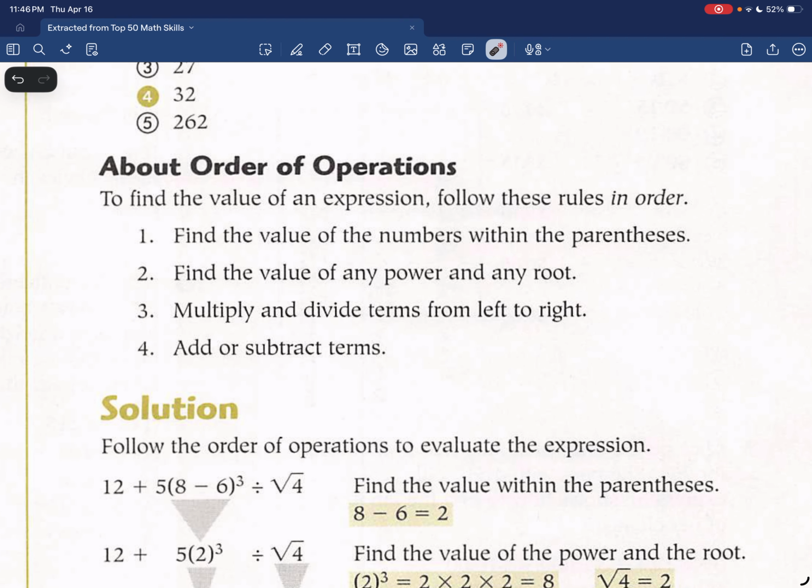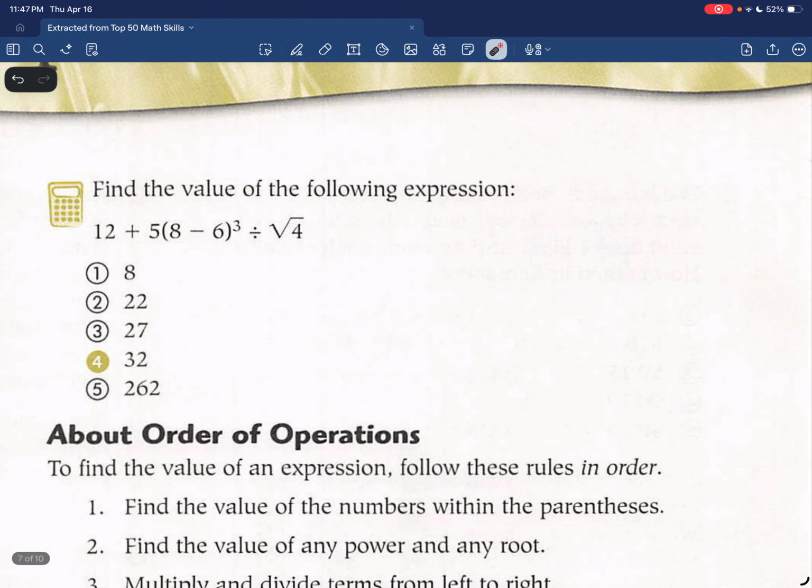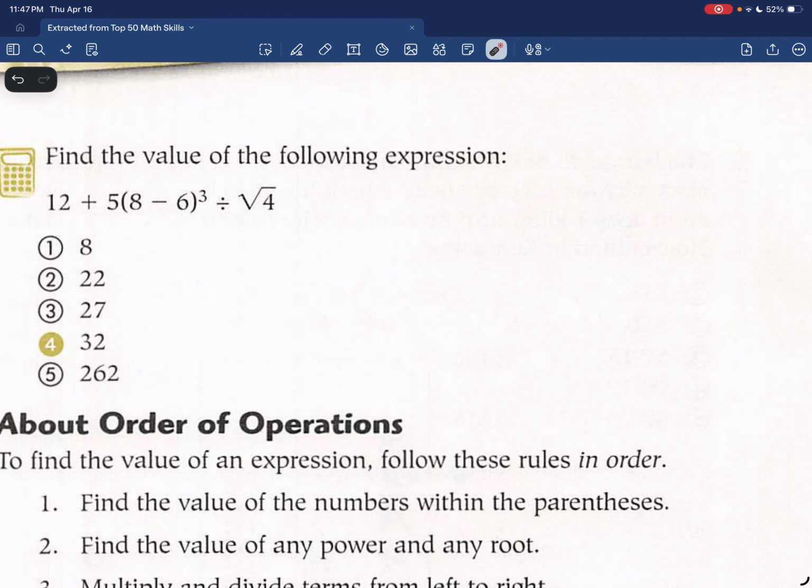All right, let's look at the order of operations. To find the value of an expression, and an expression does not have an equal sign, follow these rules in order. Find the value of the numbers within parentheses. Find the value of any power or any root. Multiply and divide terms from left to right. Add or subtract terms. So let's apply that process to this expression.